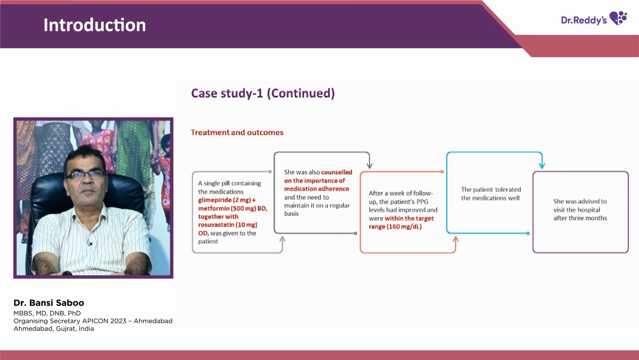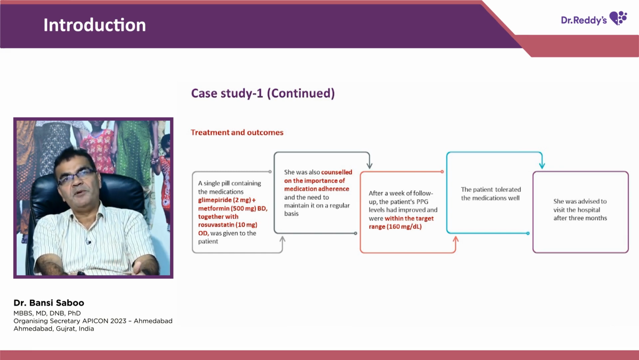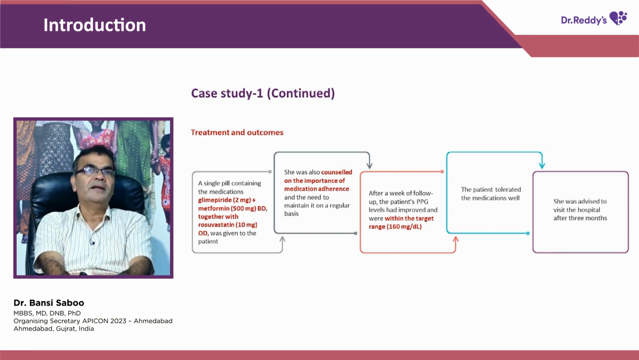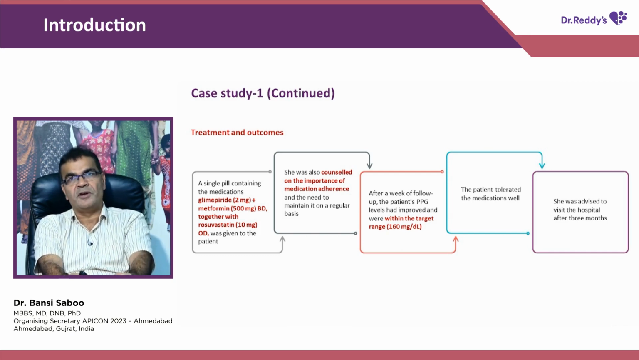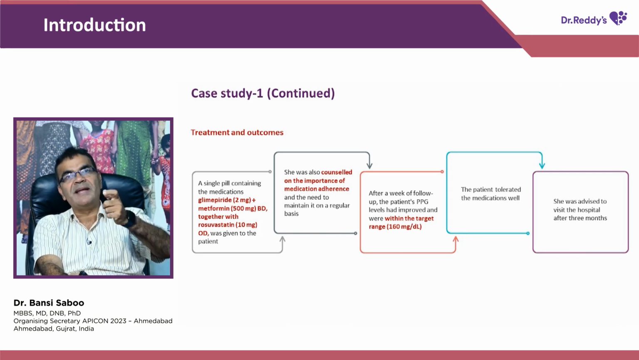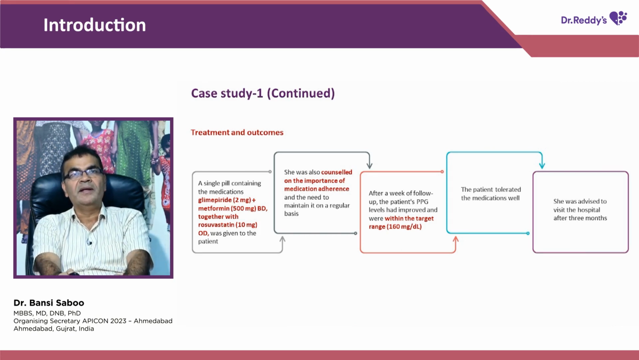After a week of follow-up, we could see the patient's post meal sugar had come significantly down. The patient tolerated the medication well. She was advised to visit the hospital after 3 months, but in between we keep on calling the patient, as there should be continuous maintenance. Sometimes for a patient who started with glimepiride, we may decrease it from 2 to 1 milligram, because a combination with 1 milligram as well as 0.5 milligram is also available. So sometimes we have to reduce the glimepiride dose in this triple drug combination if the sugar gets better control.